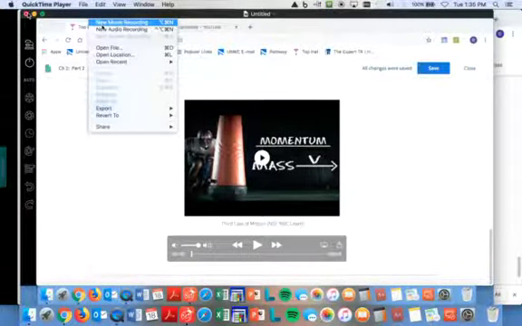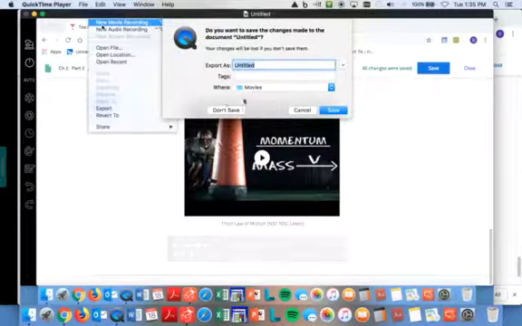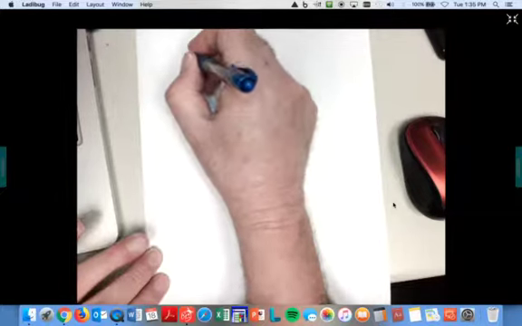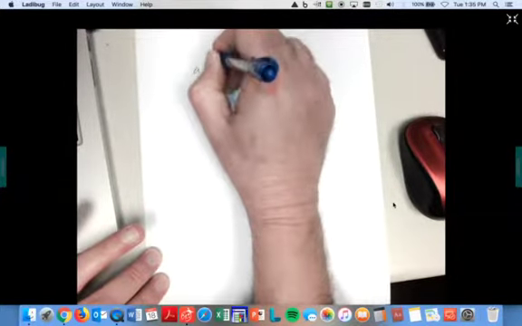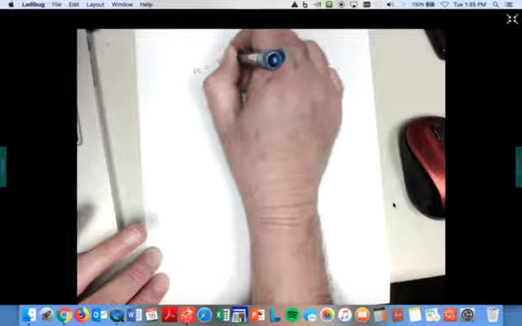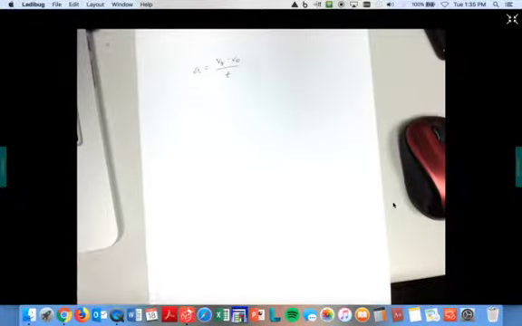All right, let's unpack this. Sorry about that. Let's unpack this acceleration formula here. And what do I mean by that? All right, so we know that the acceleration is equal to the change in velocity, v final minus v initial, over the time.